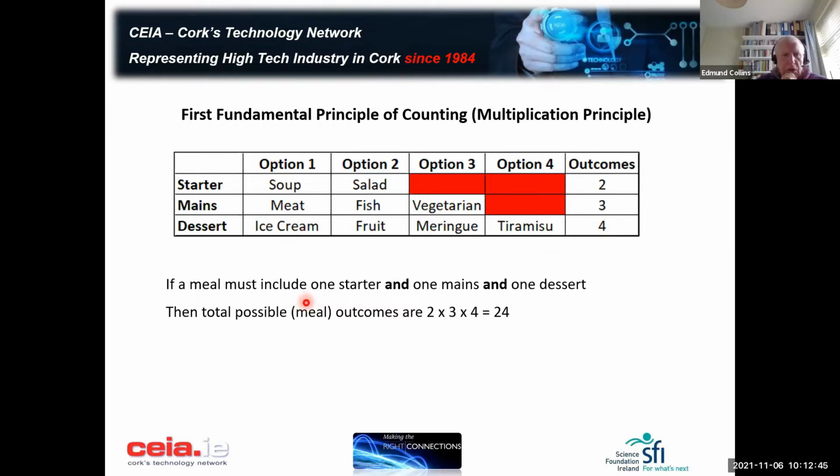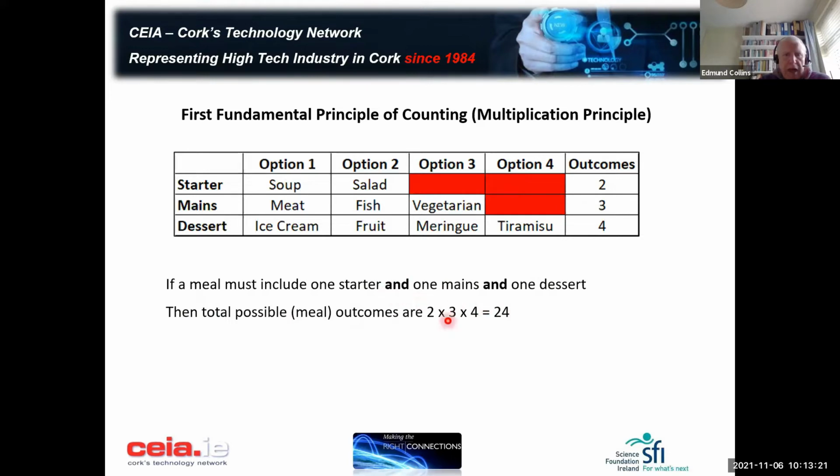The meals, however, when you go into this restaurant, the condition of dining there is that the meal must include 1 starter and 1 mains and 1 dessert. So it's very important. I've put in the "and" here in bold. Then the total, according to the multiplication principle, the total possible meal outcomes are 2 multiplied by 3 multiplied by 4, which equals 24.